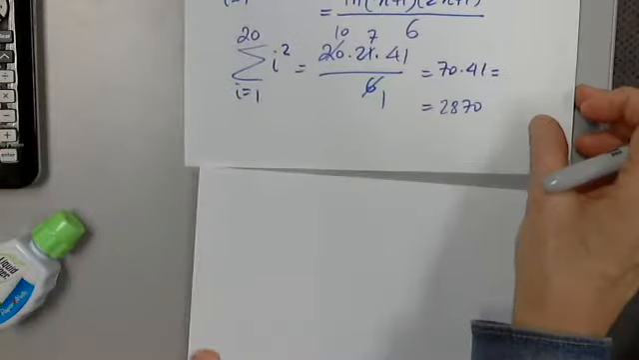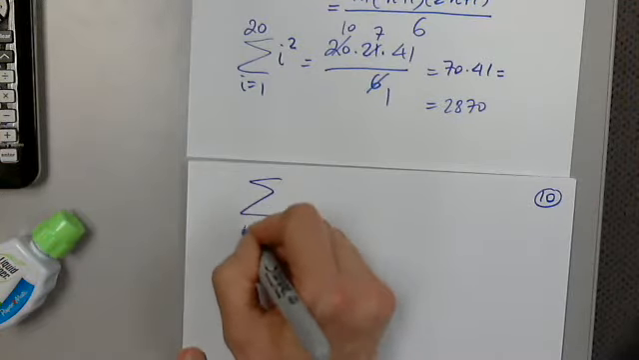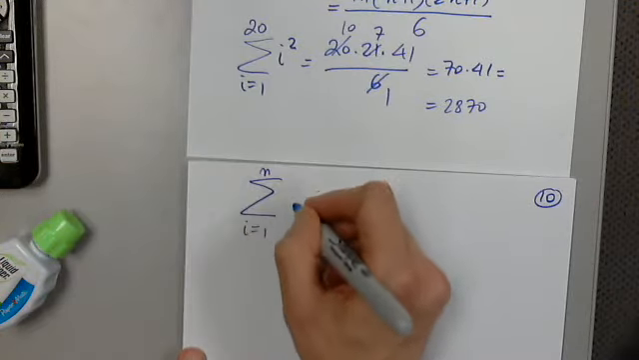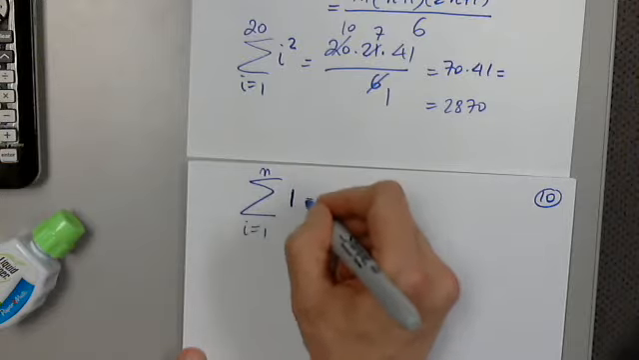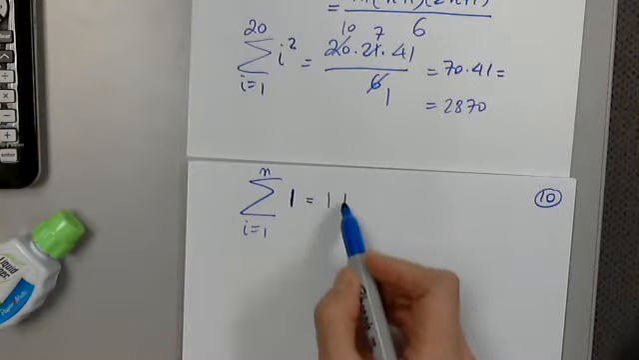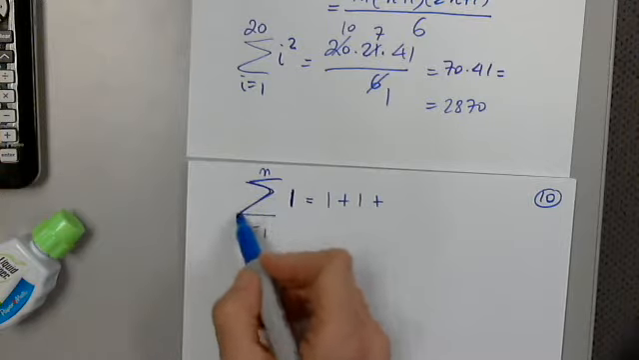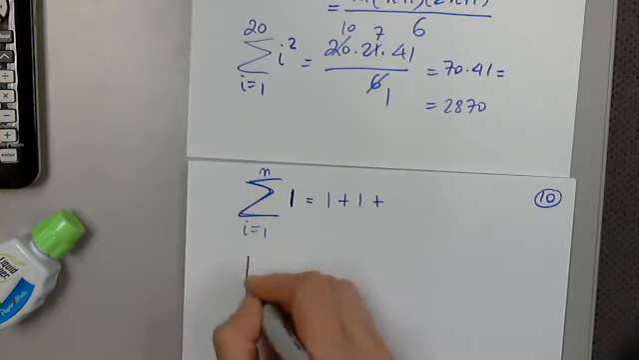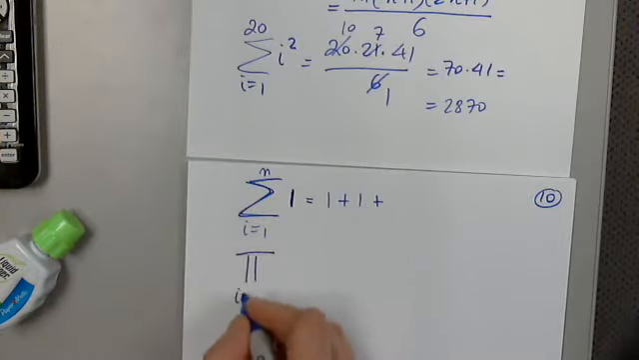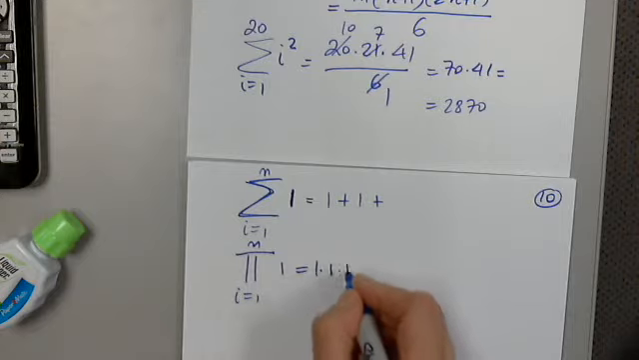Okay, 2 more. Let's say I want to add from i equals 1 to n of 1, just 1. Can anyone give us the first 3 terms and the last one? 1 plus 1 plus 1. Because there is another symbol, which is this: multiplication. This is the product.